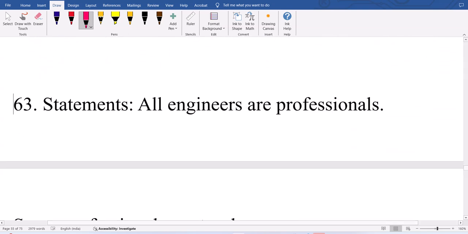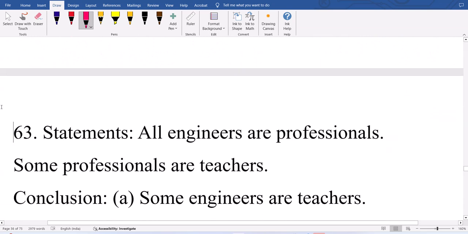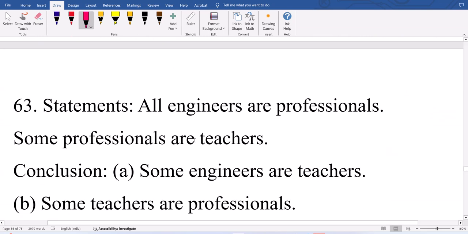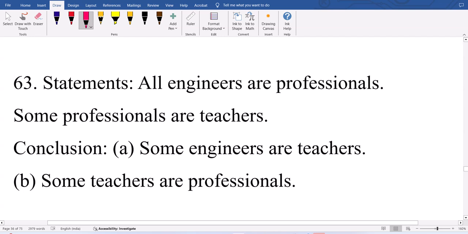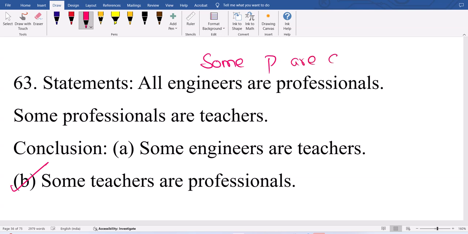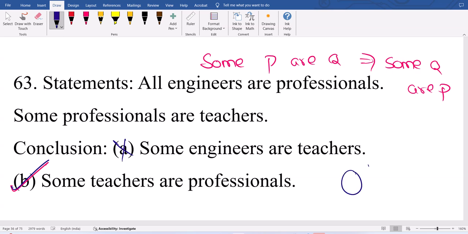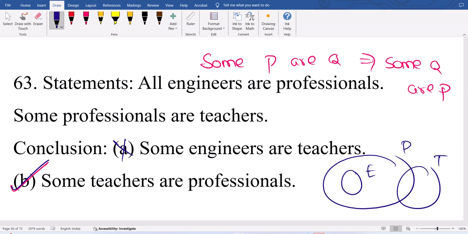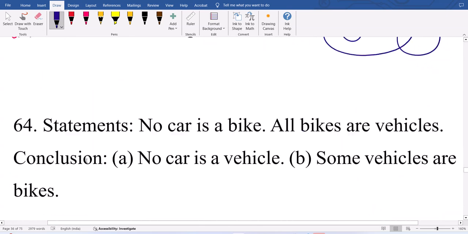Now, what about 63? All engineers are professionals. Some professionals are teachers. Similar question, only option B correct. For some, the reverse is valid: Some P are Q, if you want to write it in reverse, Some Q are P. Some reverse is some, but all reverse is not all. The second one is definitely correct. Draw the diagram as well, but the first one fails. Engineer and teacher are not connected. Only two follows, definitely the second one is correct.